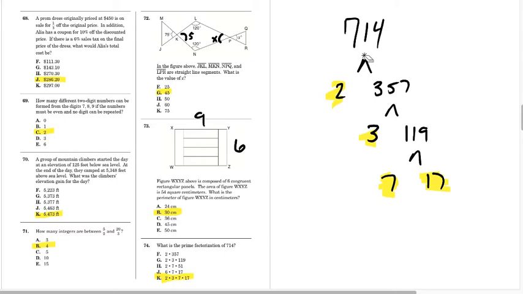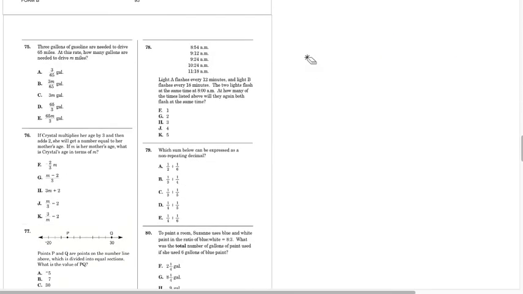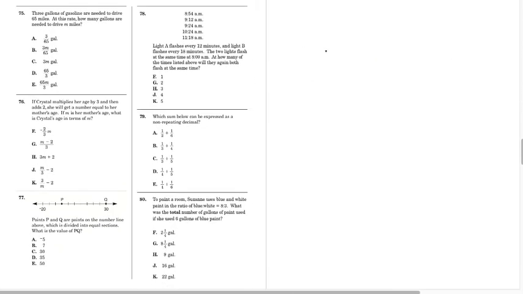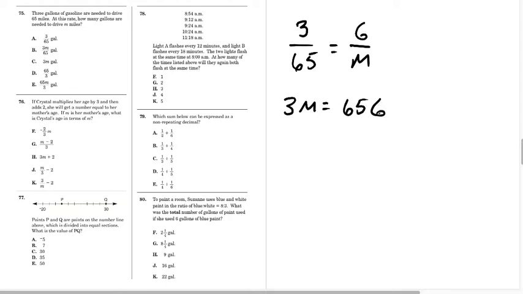That one wasn't too bad. Let's move on to number 75. So we have 3 gallons of gasoline for 65 miles. They want to know at this rate how many gallons are needed for m miles. So we end up with 3m equals 65g. And we want to solve for how many gallons, so we want to solve for g. So we're going to do 3m over 65 equals g, which is 3m over 65. There it is right there, B.